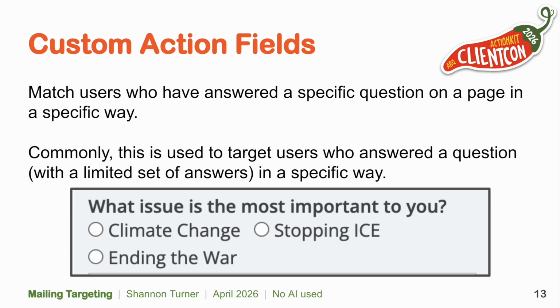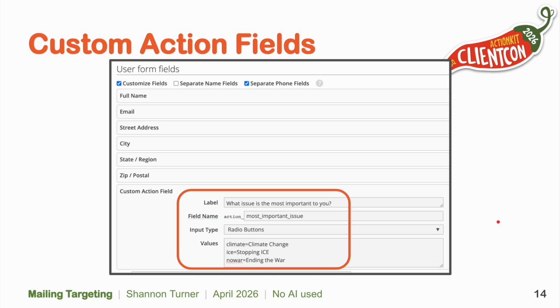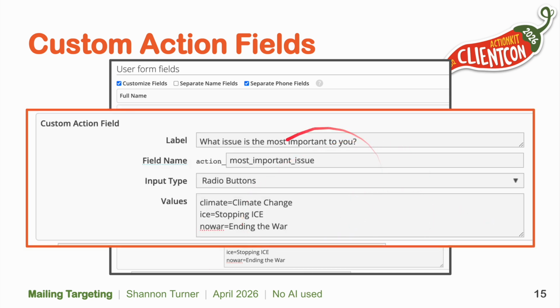Custom action fields allow you to target users based on how they answered a specific question on a page in a specific way. So for example, let's say I have this survey question here on a page of mine. On the edit content screen, here's what that would look like. And let's go ahead and zoom in a little bit on that custom action field. So here you can see what the label is, here's how it's being saved in the database, and then what the values are and what gets displayed.